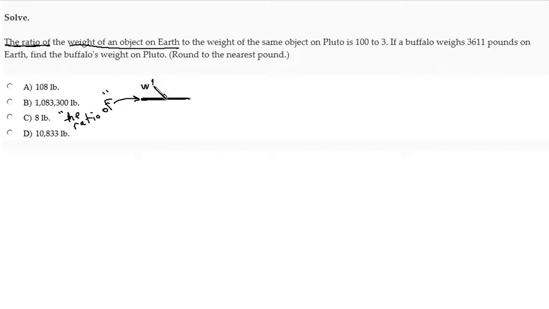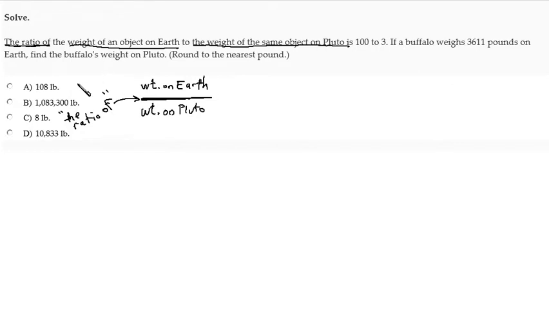So I'm going to abbreviate weight with WT, weight on Earth. The very first object that comes after the "of" goes in the numerator. The next part goes down in the denominator: the weight of the same object on Pluto. So I'm going to write the weight on Pluto.